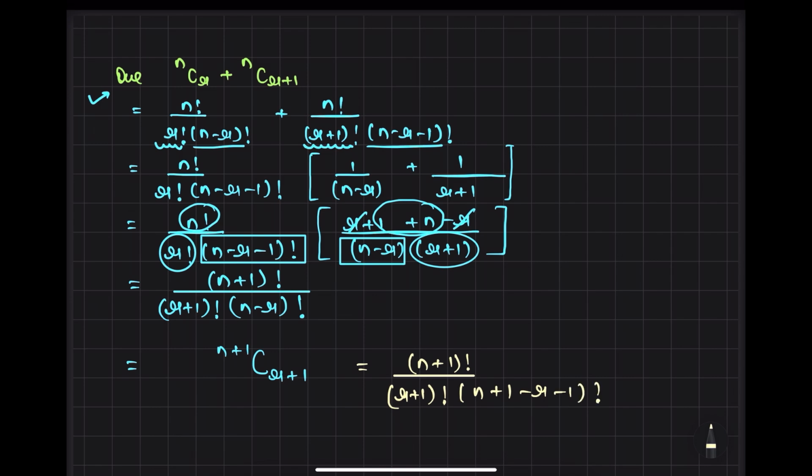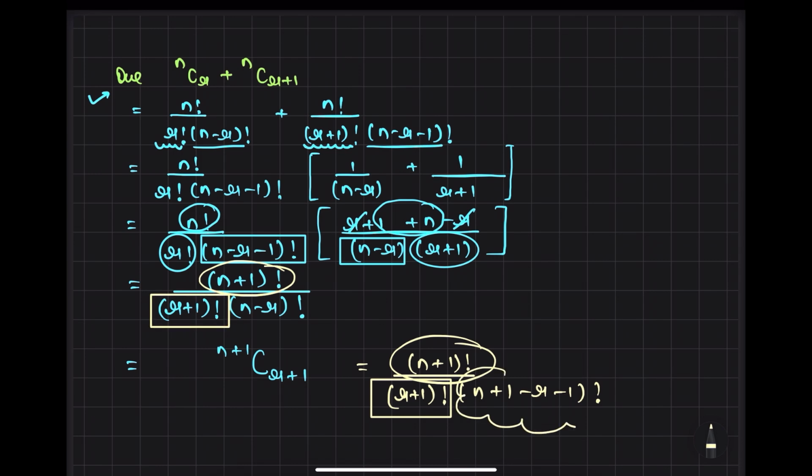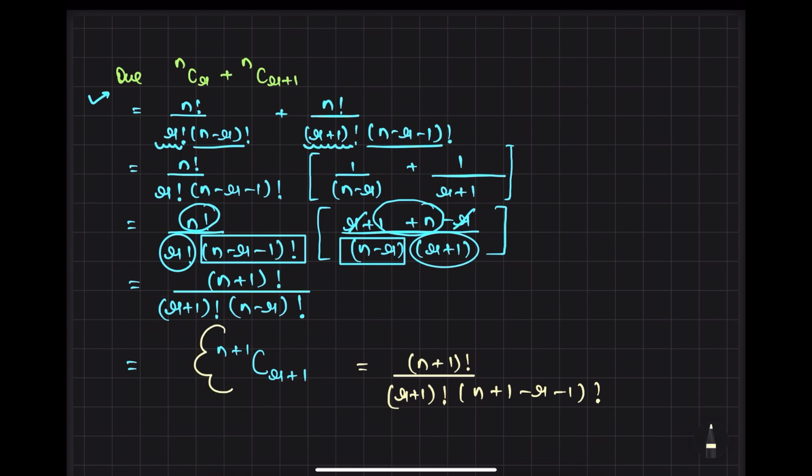Now observe this thing, same. This thing, same. This thing n minus r factorial, this thing, same. Okay, so this is correct. Okay, this means, can I say that instead of writing that thing, can I write this part? Or can I say that the result of this thing will become n plus 1 C r plus 1?